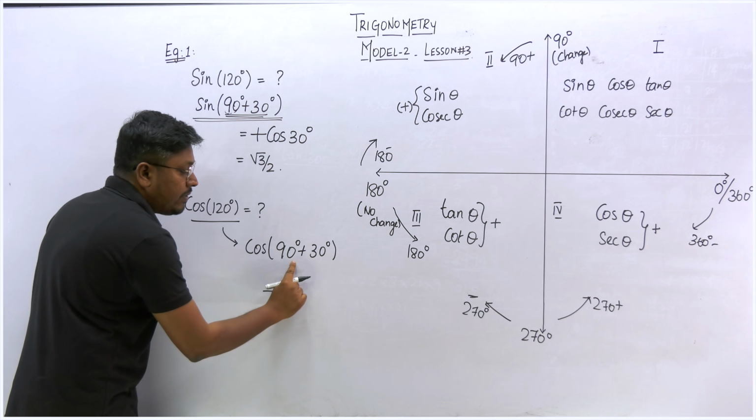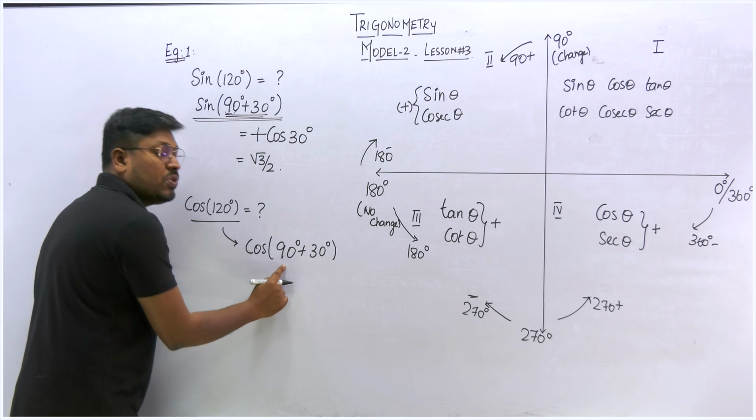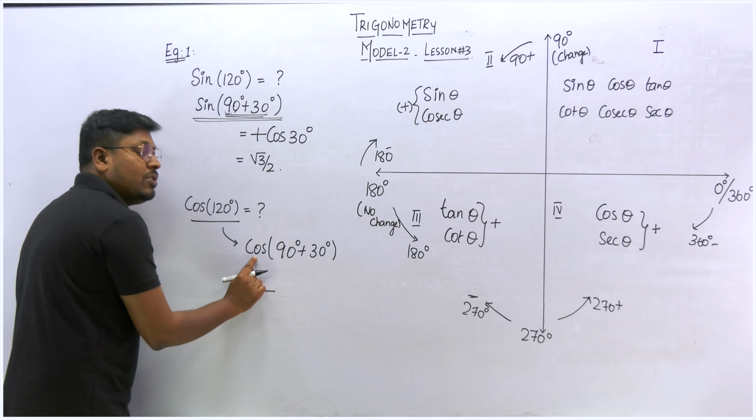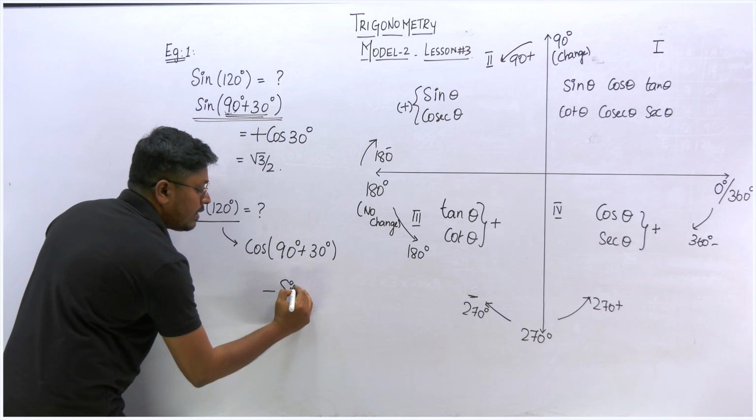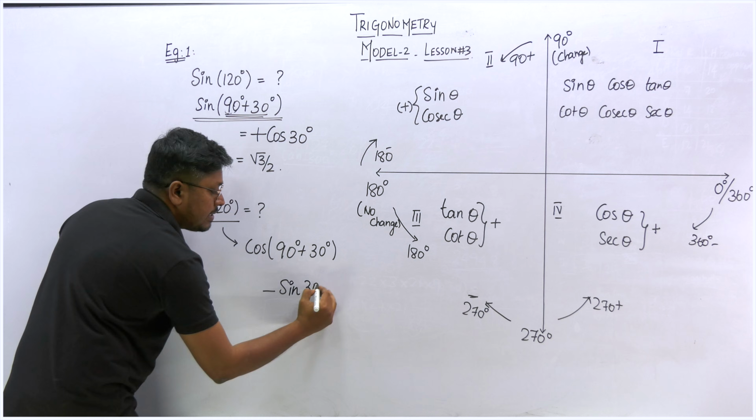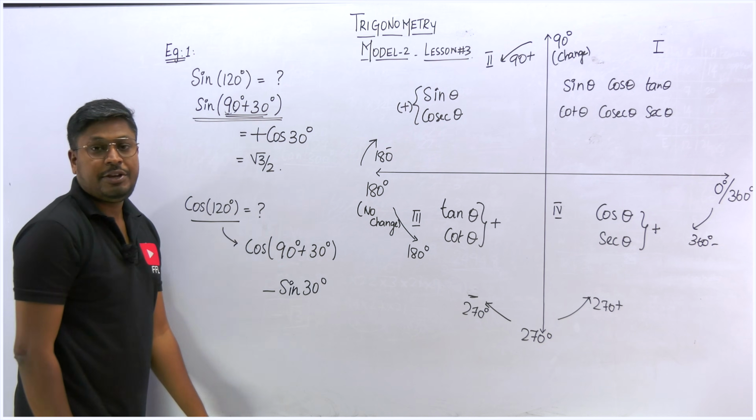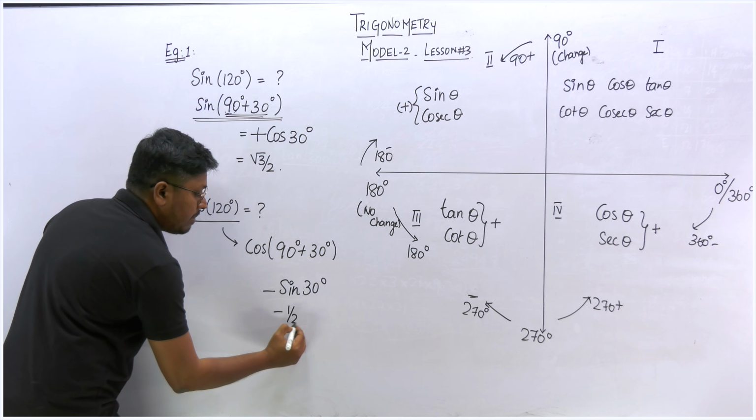So it is negative. What is the next step? Just see 90. If it is 90 degree, it's an odd multiple, so you have to change. So cos should be changed to sine. Right, so now 30 degree, that's it. So now we know what is sine 30? 1 by 2. So the answer will be minus 1 by 2.